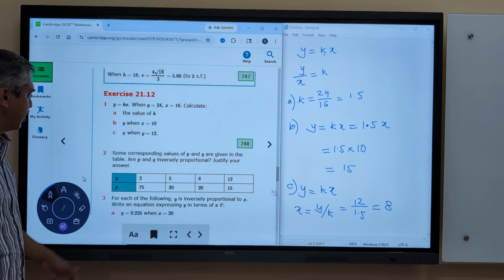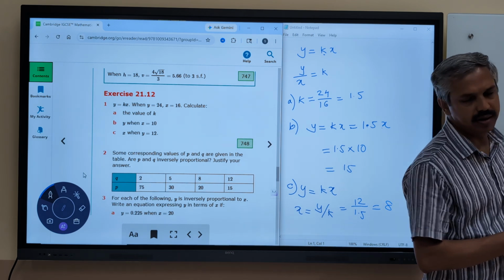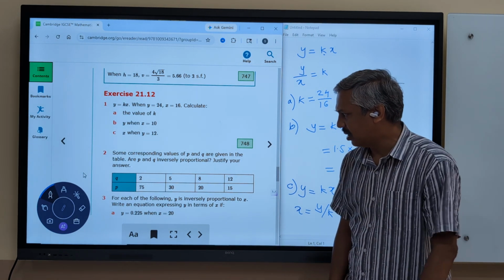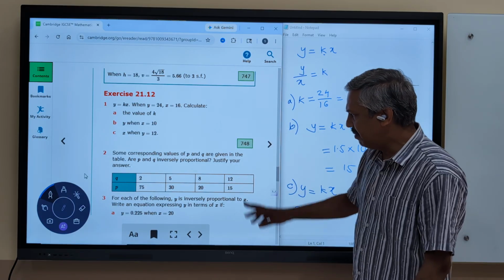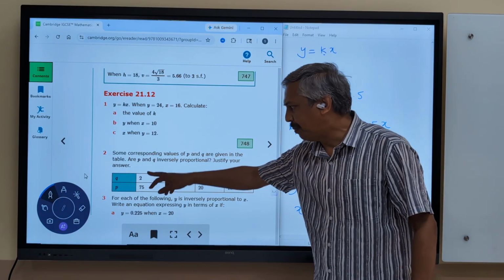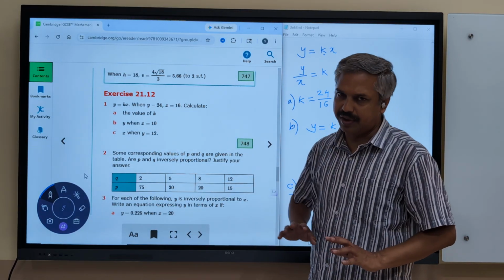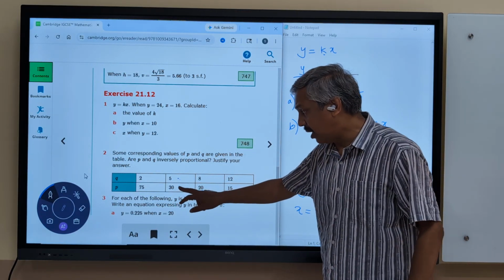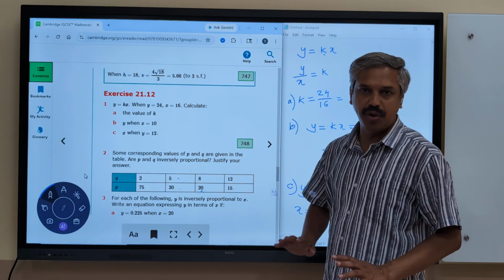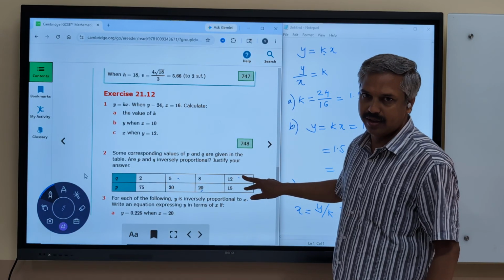Question number 2. Some corresponding values of p and q are given in the table. Are P and Q inversely proportional? Justify your answer. If they are inversely proportional, then at every value, the product must be the same. So 2 into 75 is 150. 5 into 30 is also 150. Great. But 8 into 20 is not equal to 150. It is 160. And 12 into 15 is 180.